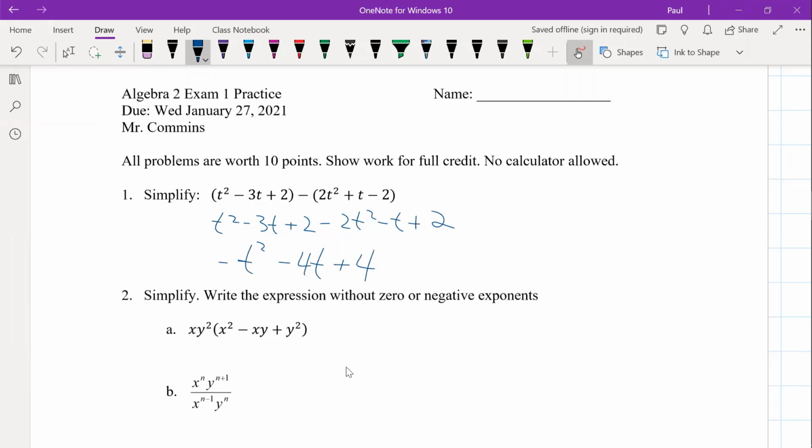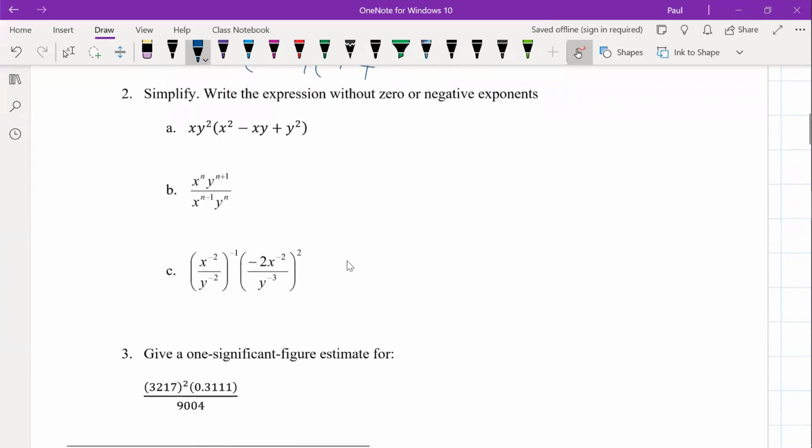Excellent. Anybody have any quarrel with Robert's simplification? Not 4t. All right, let's get to number 2 then. 2A. Sam and Nevin, jump in if you want to do one. Otherwise, I'll go here. Who's next?